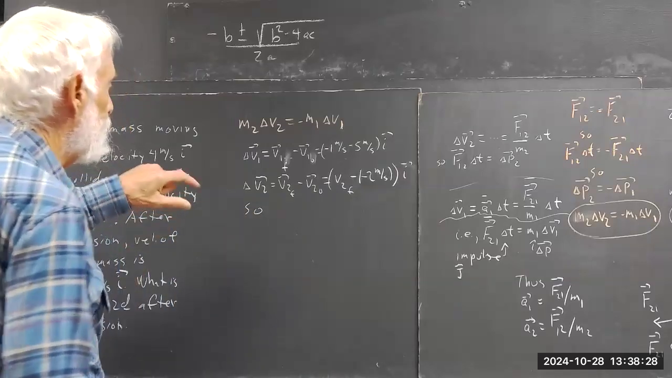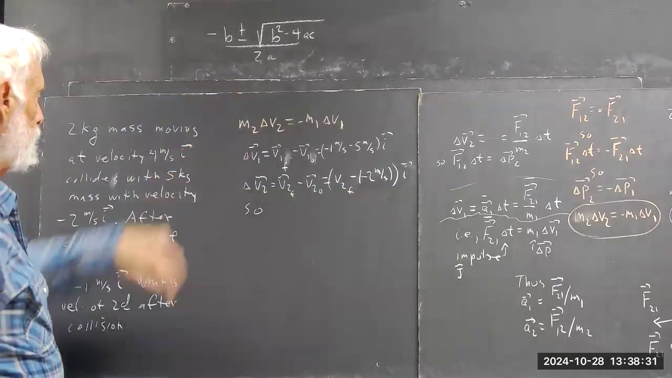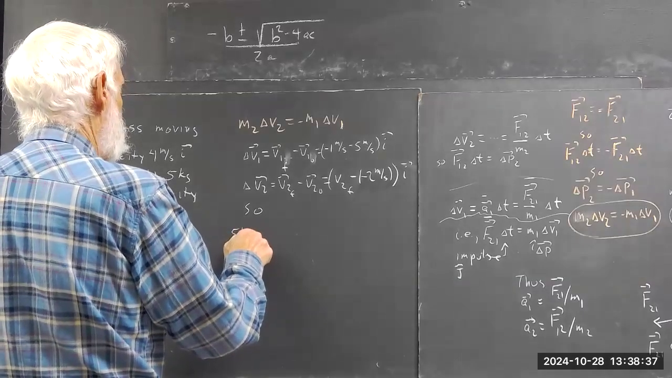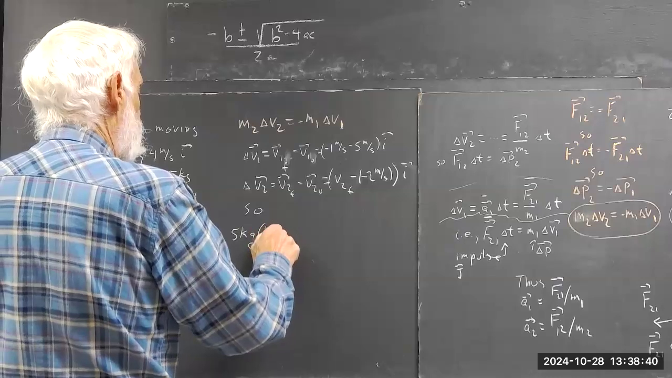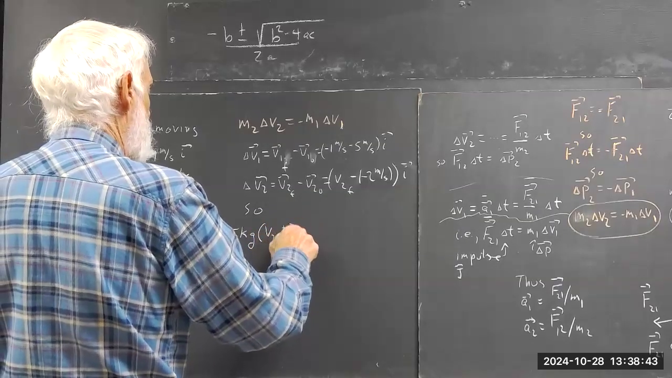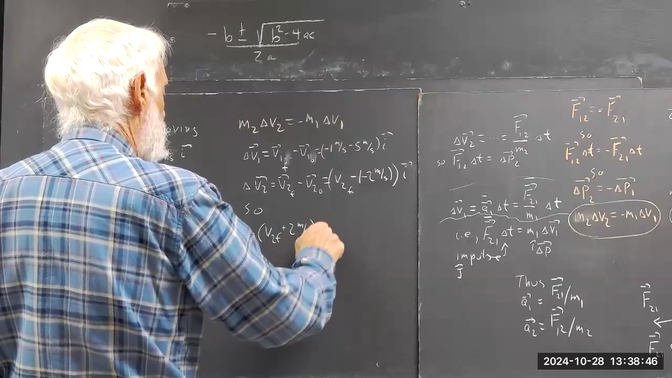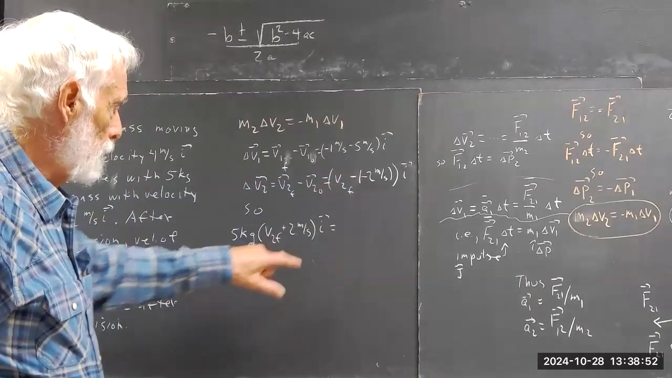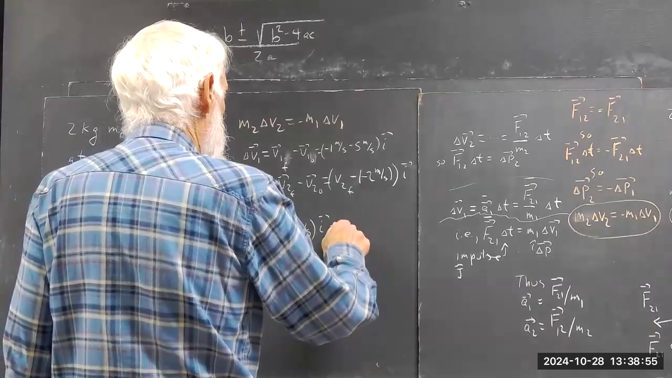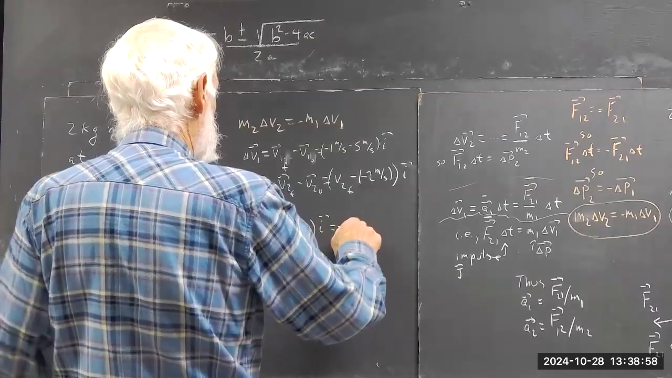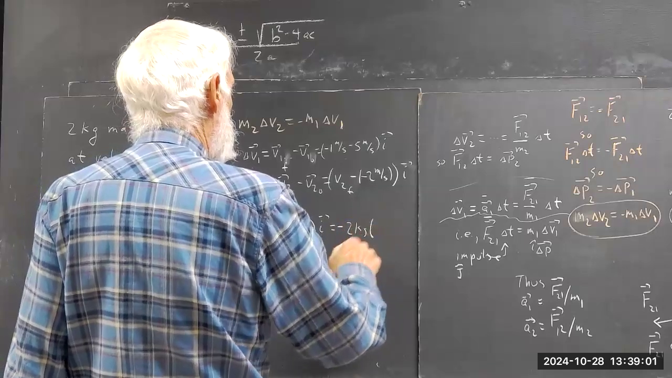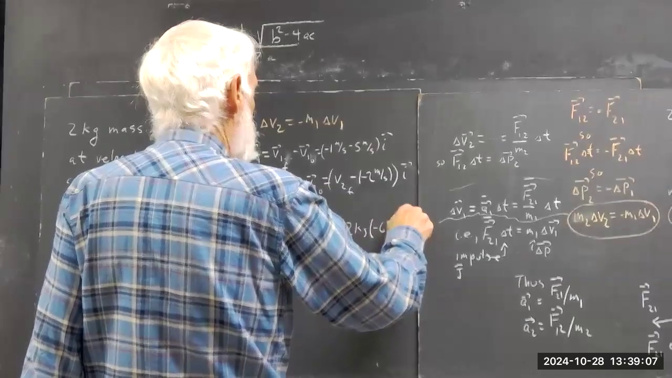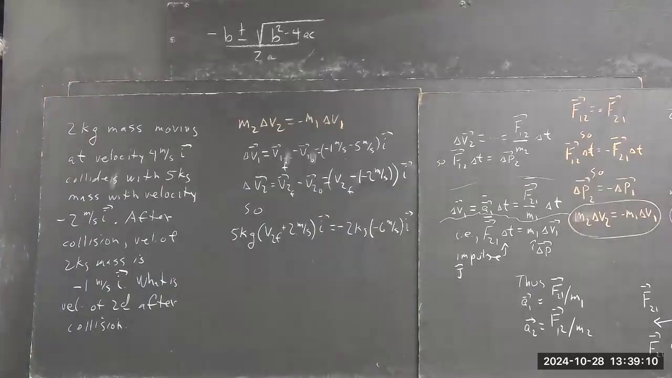So M2 delta V2 is what? It's 5 kilograms times V2F minus -2 meters per second is this. And this is going to be the negative of 2 kilograms times this. Make sense?